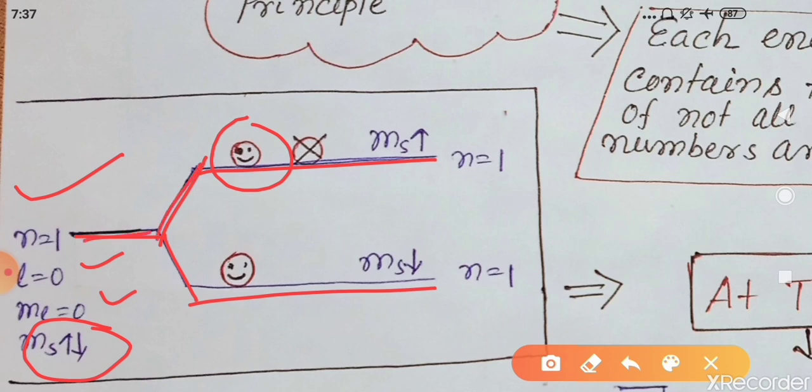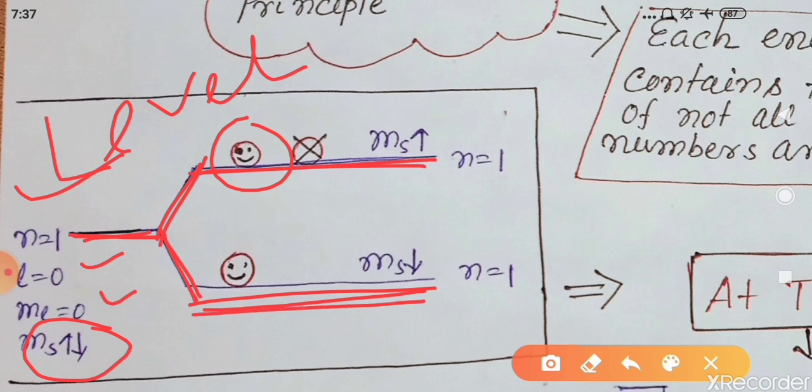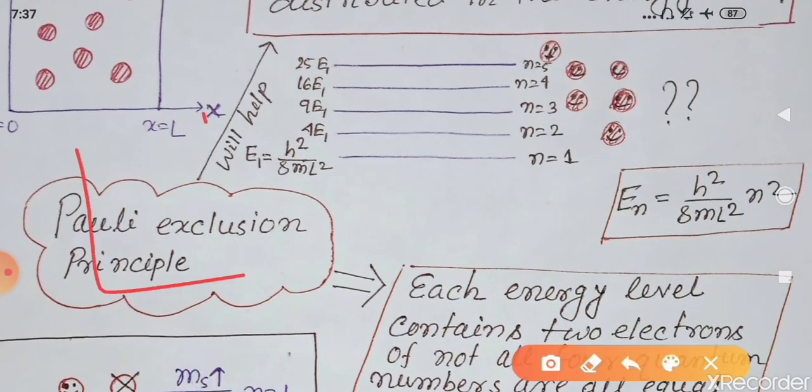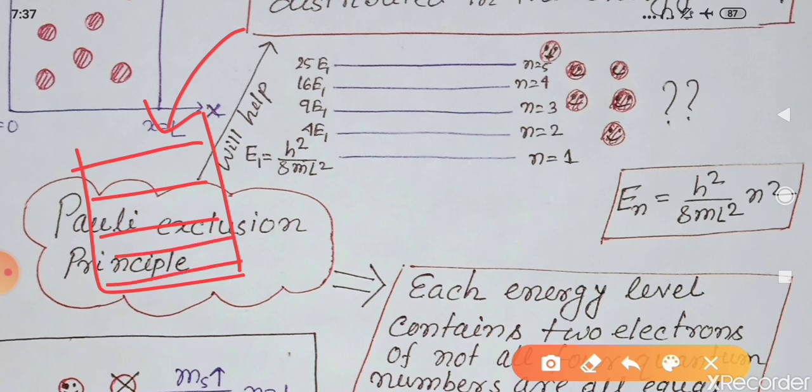So you should take care at this point. This n equal to 1 is the energy level, but each level may contain two energy states according to two different spin quantum numbers. That is, if we consider the first electron, initially in this one dimensional box there is no electron, first we want to drop this electron in this potential box.